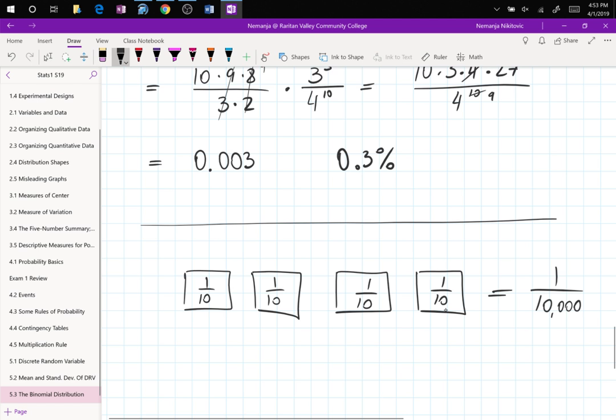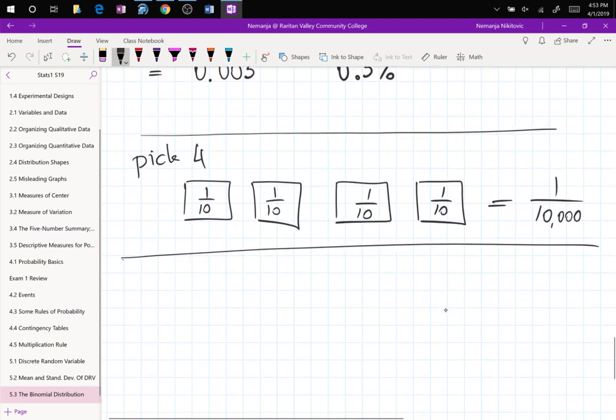Let's see another example other than guessing on the exam. After this, we have to figure out the mean and median. So this was Pick 4. We did not use binomial on this. We just used the basic counting for each one. Let's find the word problem in here.